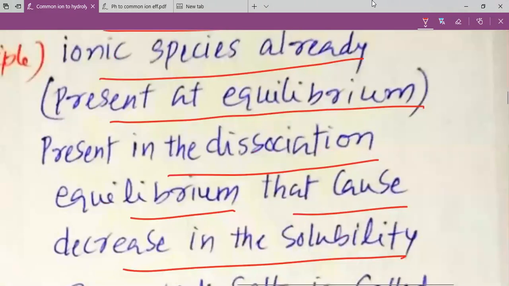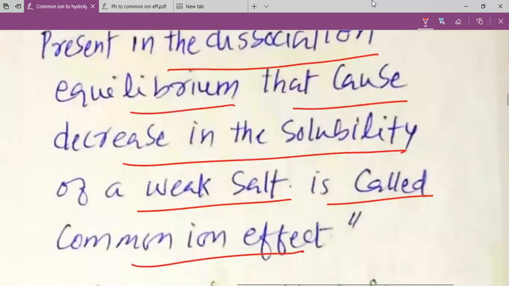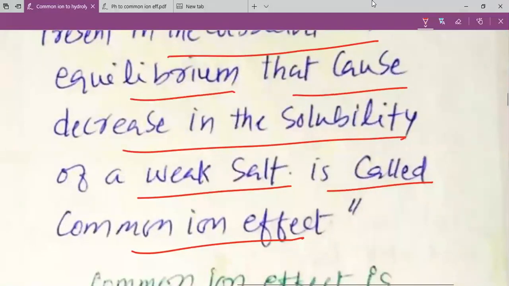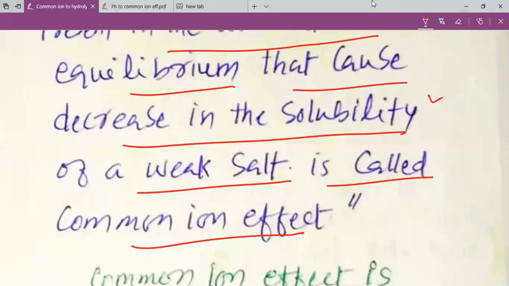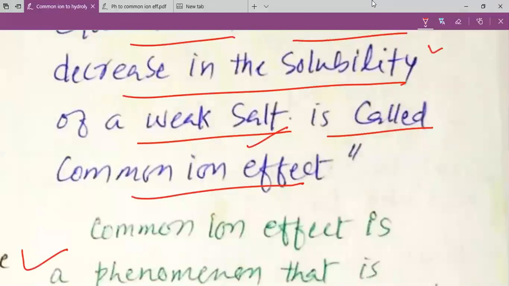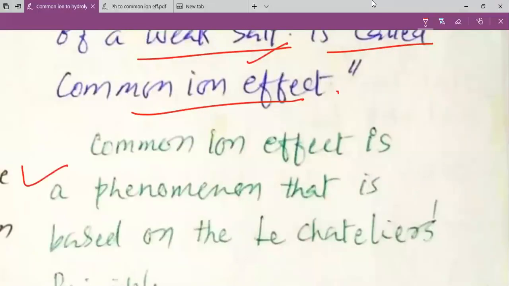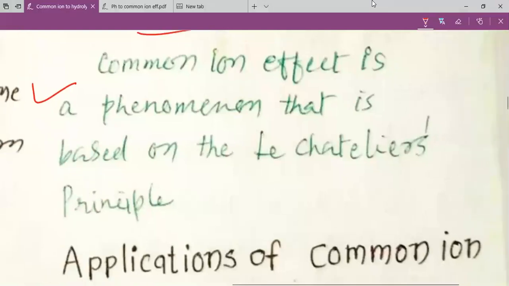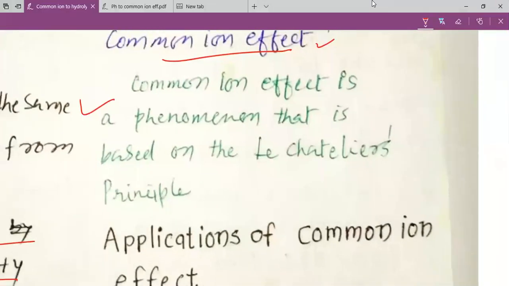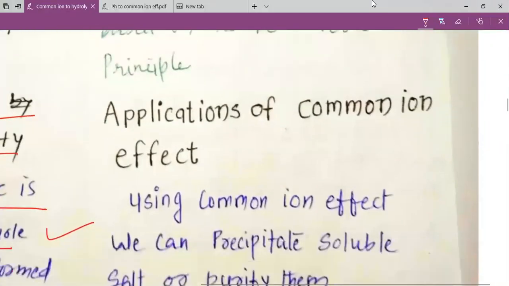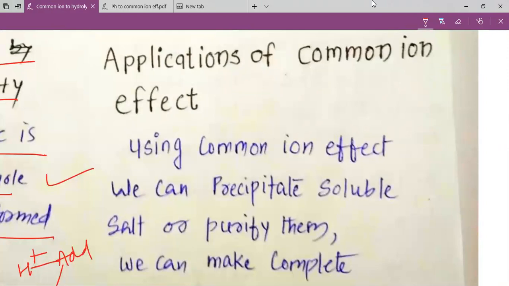What happens when the equilibrium shifts? The ions we add, which are already present in the dissociation equilibrium, cause a decrease in the solubility of the undissociated salt or undissociated substance, and this effect is called the common ion effect. The common ion effect is a phenomenon based on Le Chatelier's principle. So we can understand the common ion effect on the basis of Le Chatelier's principle, my dear students.